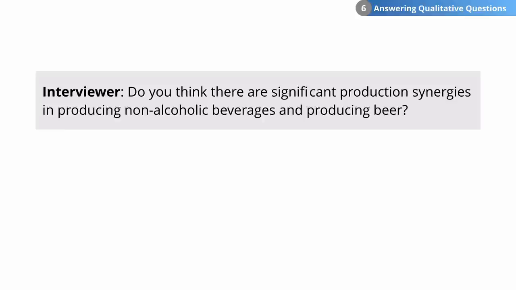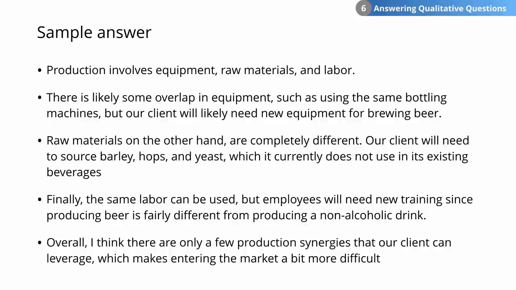Here's a sample answer. Production involves equipment, raw materials, and labor. There is likely some overlap in equipment, such as using the same bottling machines, but our client will likely need new equipment for brewing beer. Raw materials, on the other hand, are completely different. Our client will need to source barley, hops, and yeast, which it currently does not use in its existing beverages.